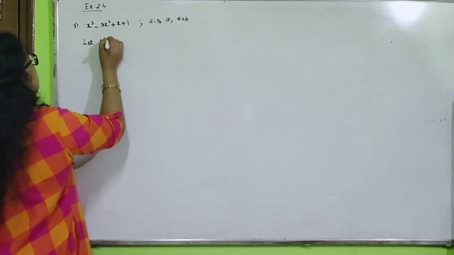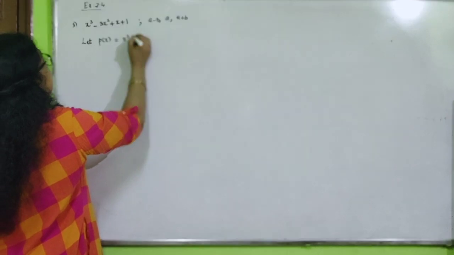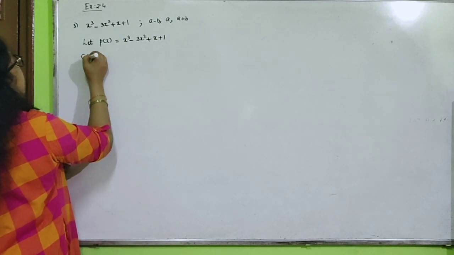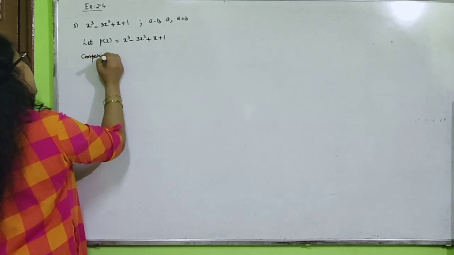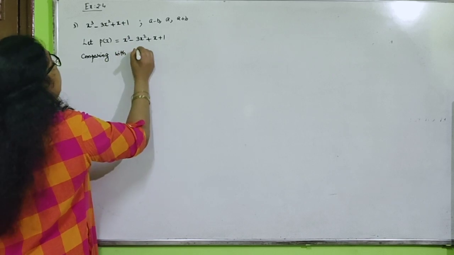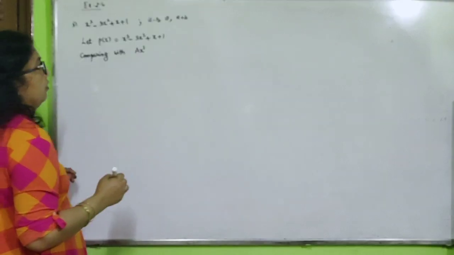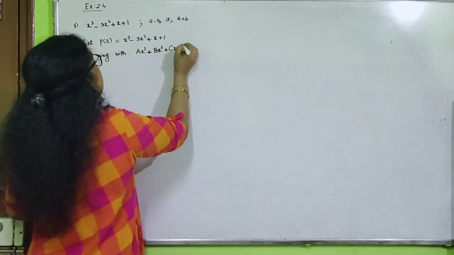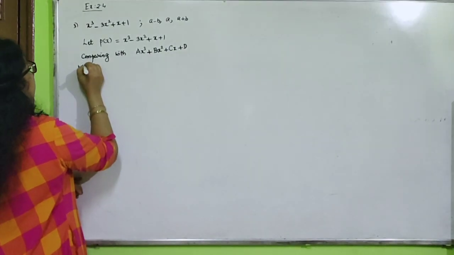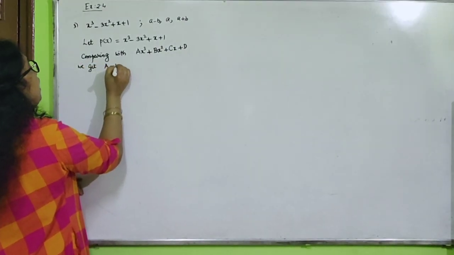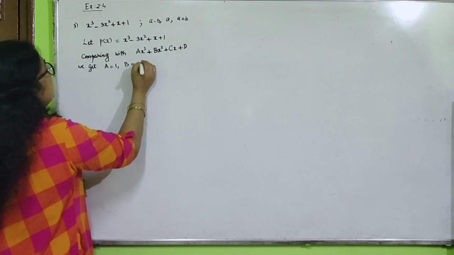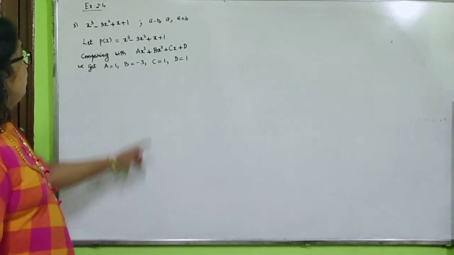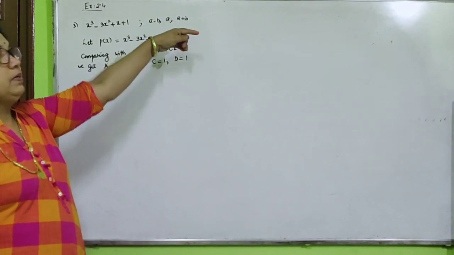Let p of x equal x cube minus 3x square plus x plus 1. Then comparing with capital A x cube plus capital B x square plus capital C x plus capital D, we get: what is A value? 1. What is B value? Minus 3. What is C value? 1. What is D value? 1.